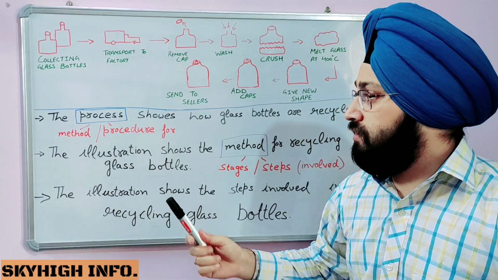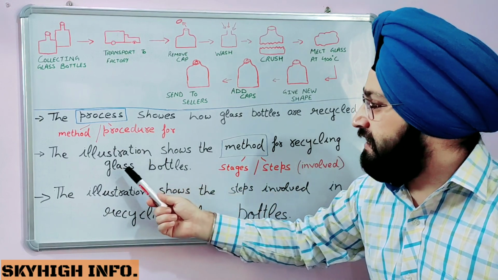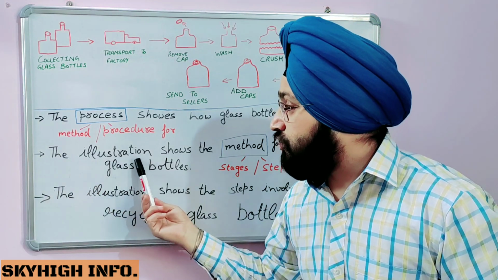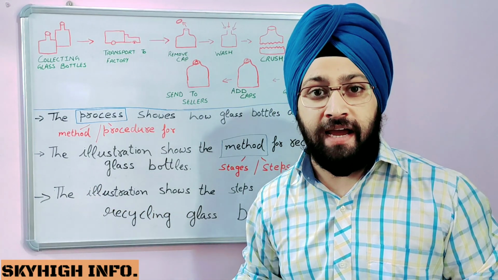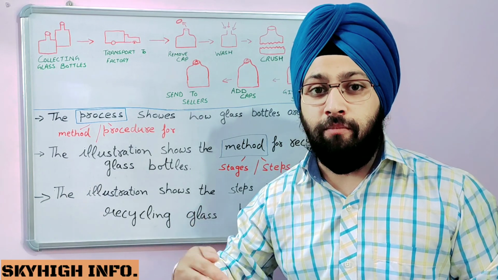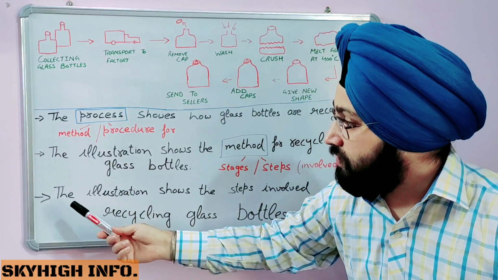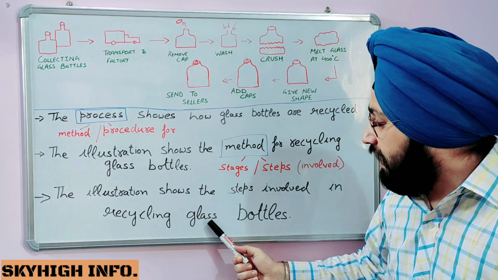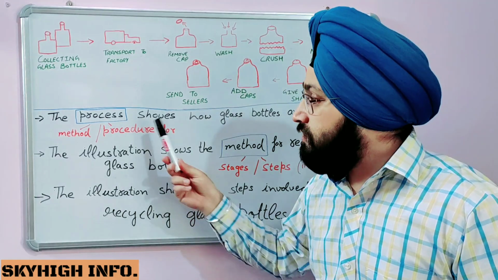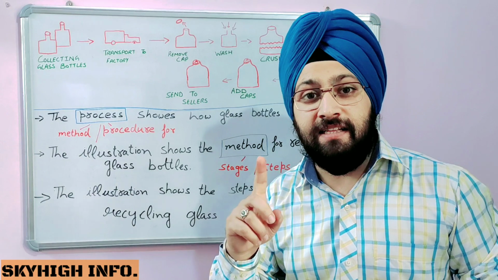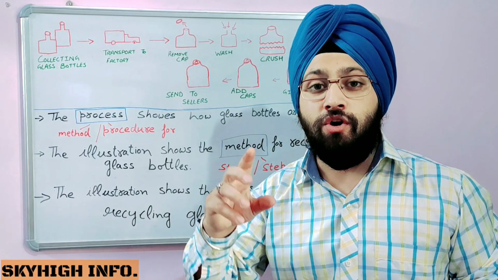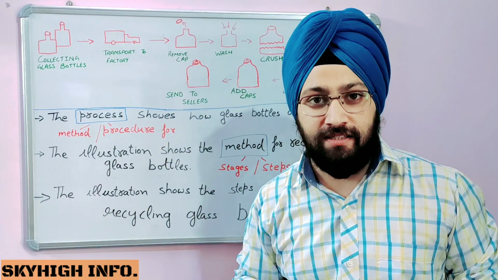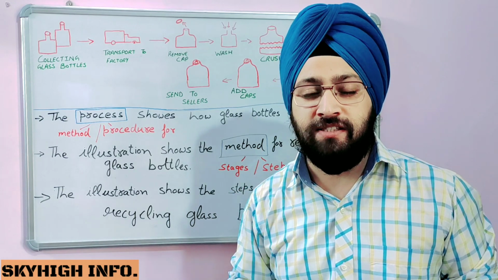The illustration shows the method for recycling glass bottles. The new word is illustration. Make more and more use of vocab. The more you use vocab, the more you gain band. The illustration shows the steps involved in recycling glass bottles. So all these three sentences mean a single thing. What is that? You're going to write about the glass bottle recycling process. So the examiner is clear from your first sentence.